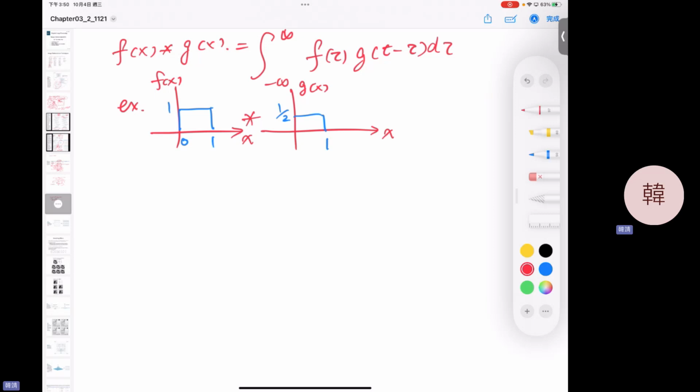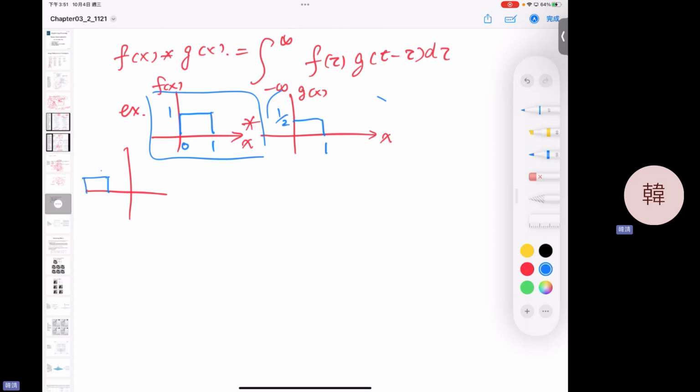So how do you do this? Actually, we rotate one signal from minus infinity, step by step, scan through the target signal, and then sum up together. The sum is the integration. So we'll do it like this. First, we keep this signal not moving, and move this 1/2 signal.